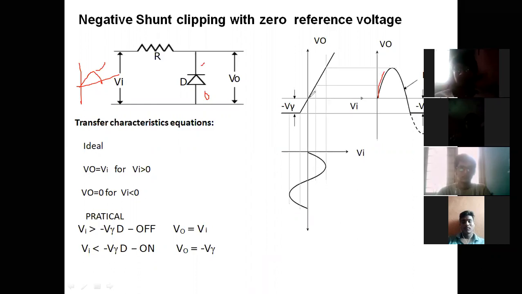Therefore, the output will increase linearly with the increase in the input.